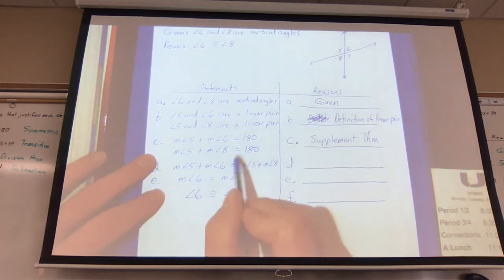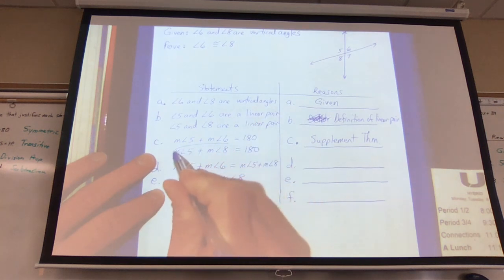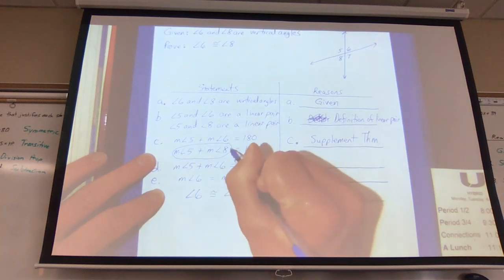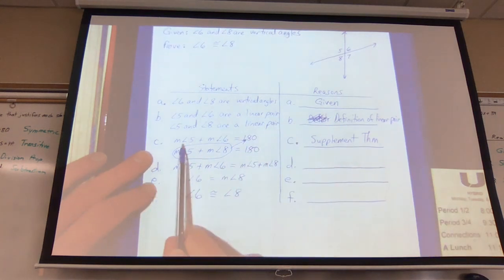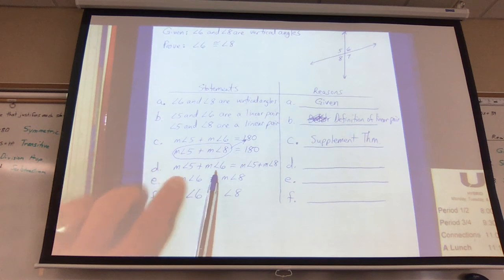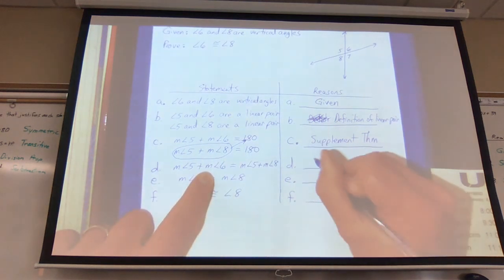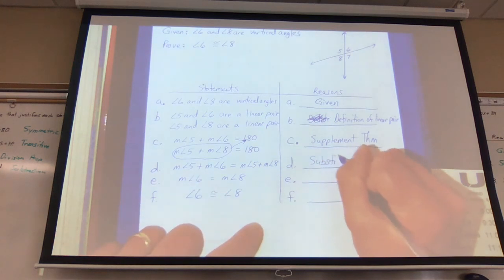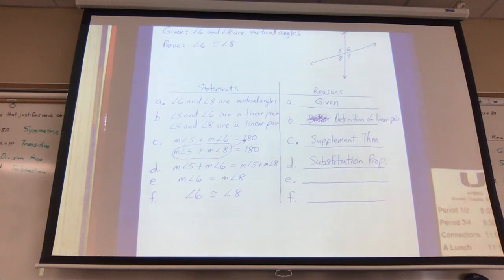Here's one way to look at this. Since angle 5 plus angle 8 equals 180, I can substitute angle 5 plus angle 8 in for 180 up here. If I do that, the 5 plus 6 is still on the left. But on the right, instead of 180, I'm going to have 5 plus 8. So that is substitution property. Anytime you take out one thing and substitute something in for it, that's our substitution property. And you'll see that a lot in our geometry proofs.